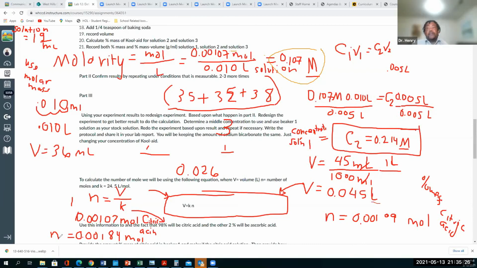Okay, so molarity is not the mass. Molarity is moles over liters. That's the definition of molarity. You'll often see molar as well, which typically means moles over liters. Does that help, Brianna?